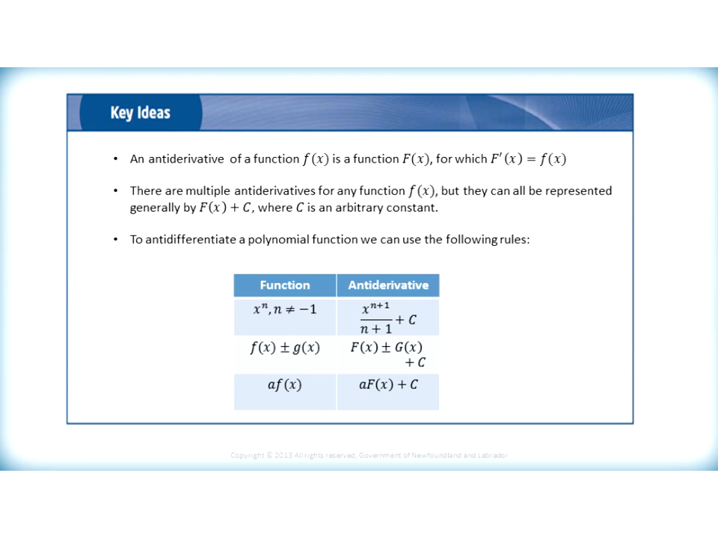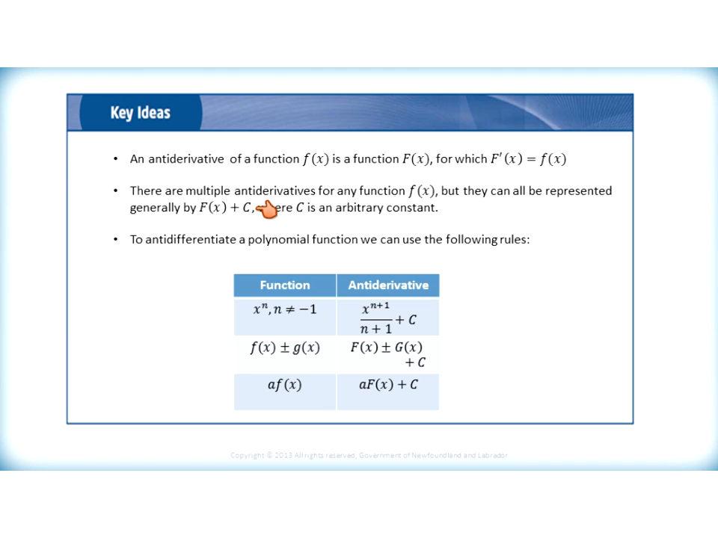So some of the key things we saw in this session were that an antiderivative of a function f of x is another function capital F. In other words, capital F prime is little f. I don't know how else to say that. It looks better than it sounds. There are multiple antiderivatives for any function f of x, but they can all be represented generally by big F plus c, where c is an arbitrary constant.